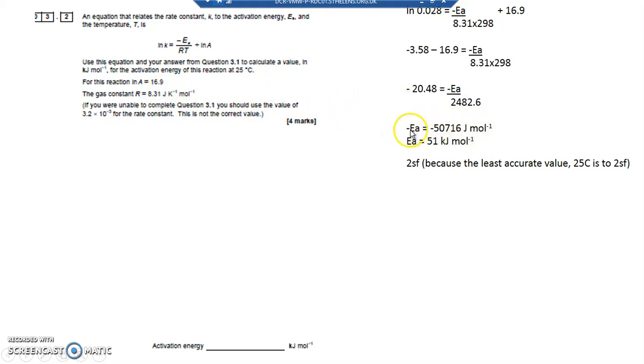I've got a negative and negative on each side, so I'm going to call it a positive on each side. Now I'm going to reverse the signs on each side, so EA equals 50716 joules. Joules going to kilojoules, a small unit going to a bigger unit, I divide by 1000. EA equals 50.716. However, I've rounded it to two significant figures because some of these values are to two significant figures, such as the temperature, 25 degrees C. So I always take my least accurate number, which is 25, and I go to that number of significant figures.